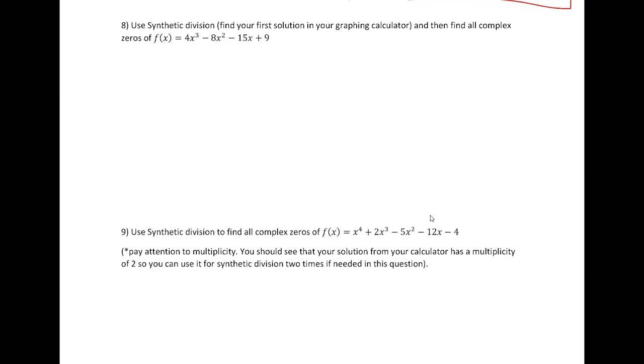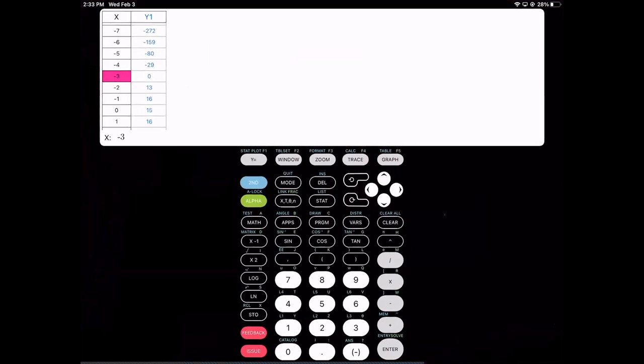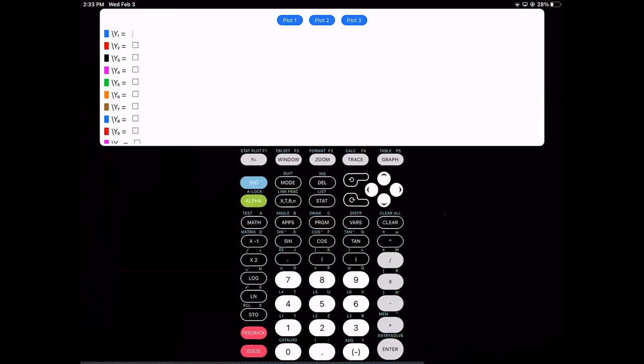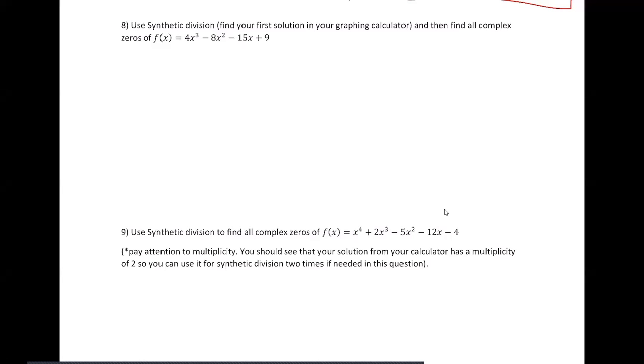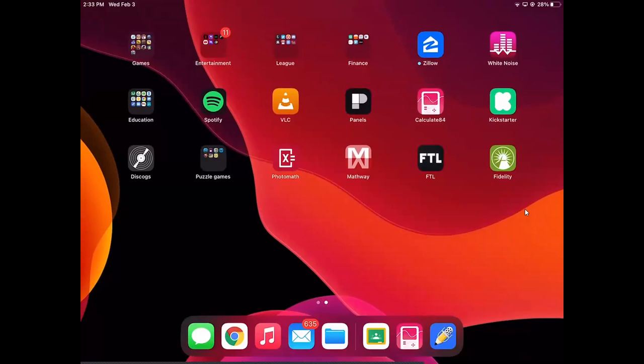So the first thing you want to do, remember, is go to your graphing calculator and press that y equals button. I'm clearing out what I already had. The original equation, hopefully this is the same as I have here, is 4x to the third minus 8x squared minus 15x plus 9. Let me just double check. Is that the same question on here? Minus 8x squared minus 15x plus 9. Okay, good.